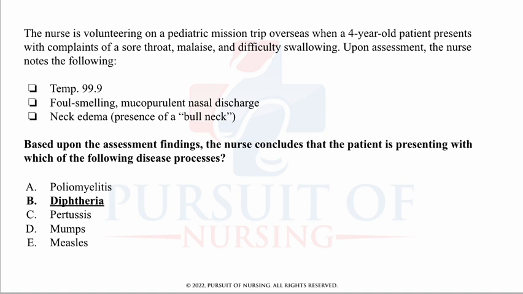So, diphtheria is a serious bacterial infection that primarily affects the throat and the upper respiratory tract. So, the classic findings of diphtheria include a sore throat, which is usually one of the first symptoms. It can be accompanied with difficulty swallowing as well. There can also be a pseudomembrane formation, which is a thick grayish white membrane that will form in the back of the throat. This can also obstruct the airway, making it difficult for the patient to breathe.